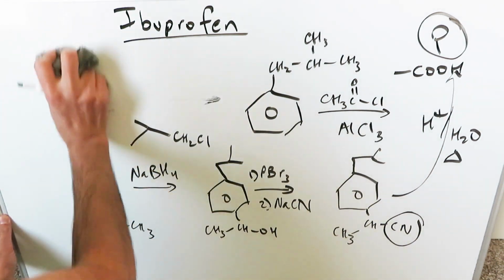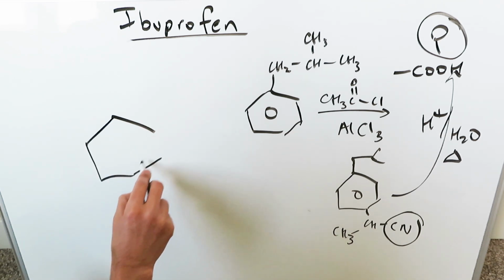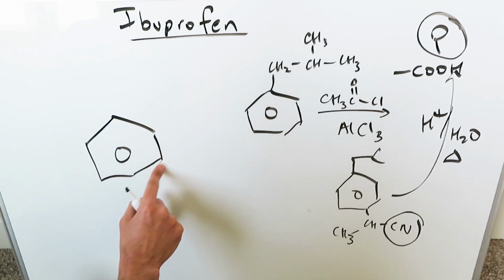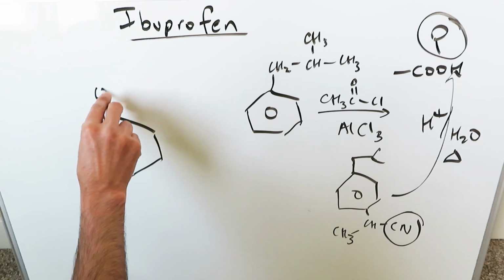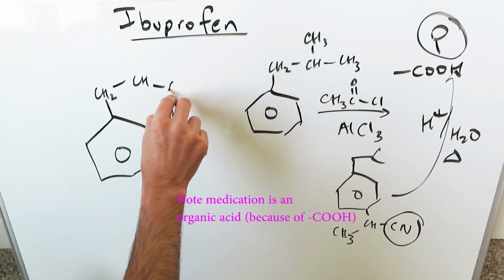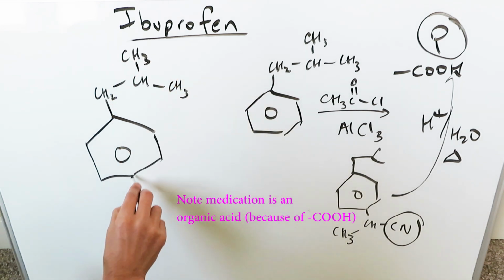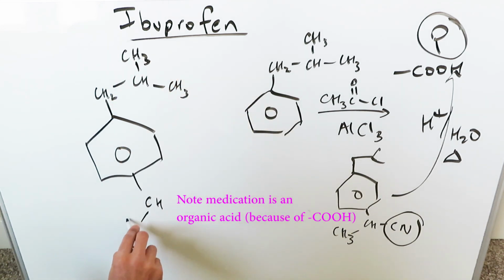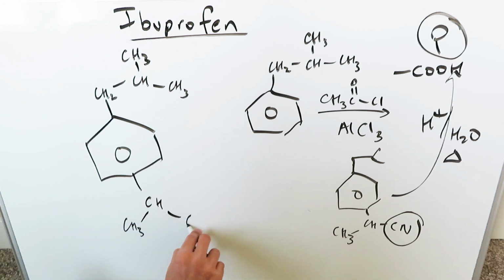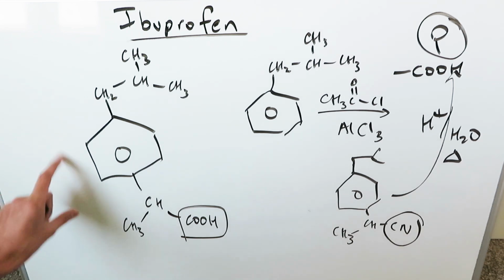But I'll show it to you over here in a better way. The benzene ring, the item we alkylated it using the Friedel-Crafts alkylation reaction. You had the CH2, as you can see right over here, CH, CH3, CH3. Over here we had our CH, a CH3, and our carboxyl group coming from the nitrile. And this right here is our Motrin compound, ibuprofen, and we are done.